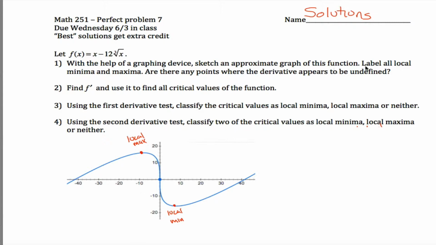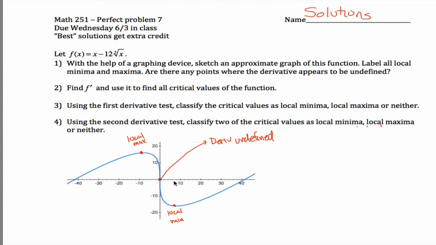And then there's a second question here. Are there any points where the derivative appears to be undefined? I bet a lot of people will say no, because for the most part where we've seen derivatives being undefined is when you have kind of a sharp turn in your graph. You couldn't draw a tangent line at a sharp turn like that. It turns out that the derivative will be undefined right here. And that seems a little bit strange.